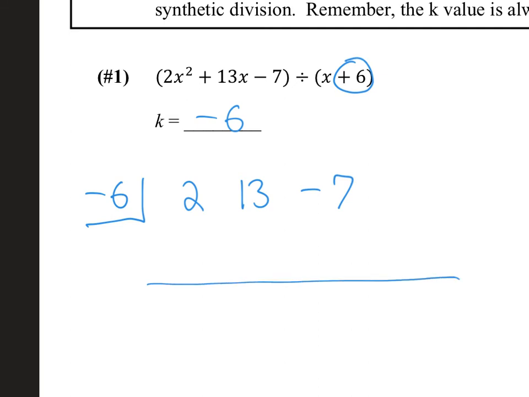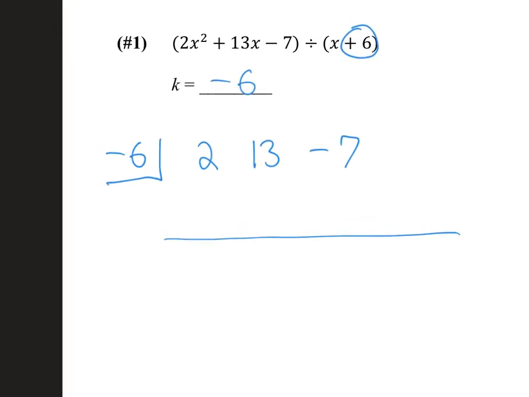The first thing we do, if you remember, is always bring down the first number, which is 2. Then the next thing we do is multiply negative 6 times positive 2, and that's going to go up here. So negative 6 times positive 2 is negative 12. Then we're going to add straight down. So what is 13 minus 12? Well, that's going to be 1. I'll slow down for a second here. Then again, we multiply negative 6 times positive 1. That's going to go up here. Negative 6 times positive 1 is negative 6.